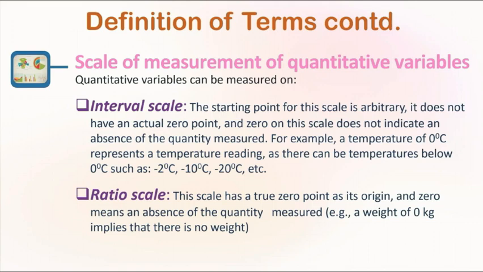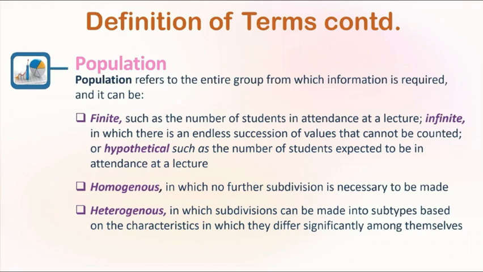The ratio scale has an actual 0 point as its origin, and 0 means an absence of the quantity measured. For example, a weight of 0 kilograms implies that there is no weight.